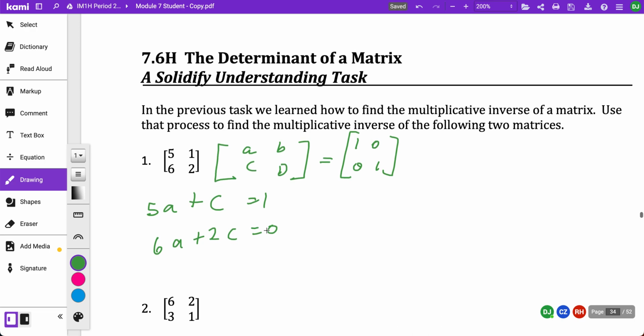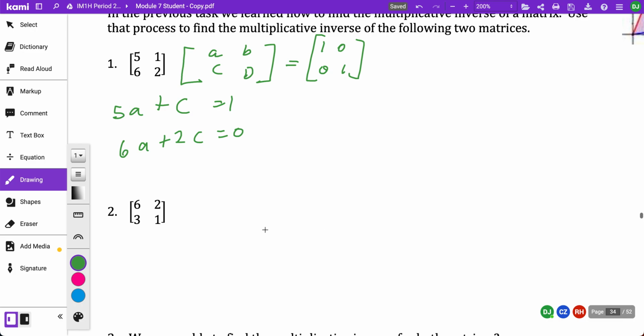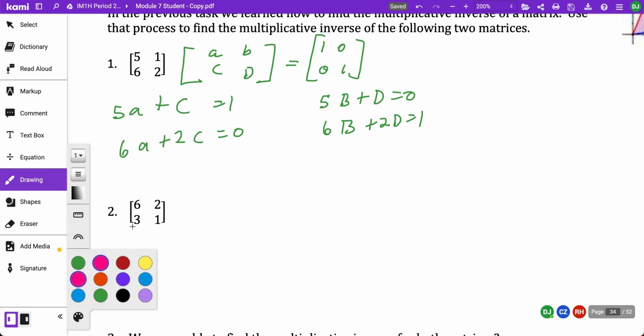And then what I want to do over here on the next part is set up my second set of equations, which would then be 5B plus D equals 0. And then I'll have 6B plus 2D equals 1. Now I have my 2 sets of linear equations where I can solve for A, B, C, and D.